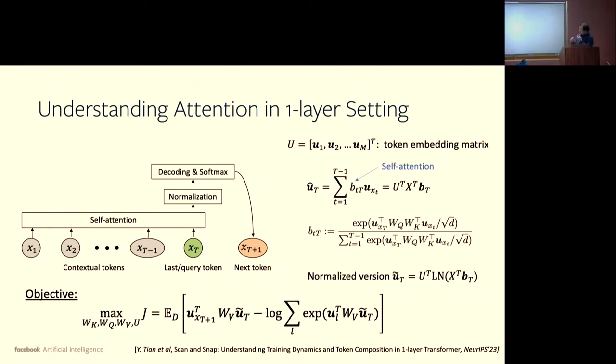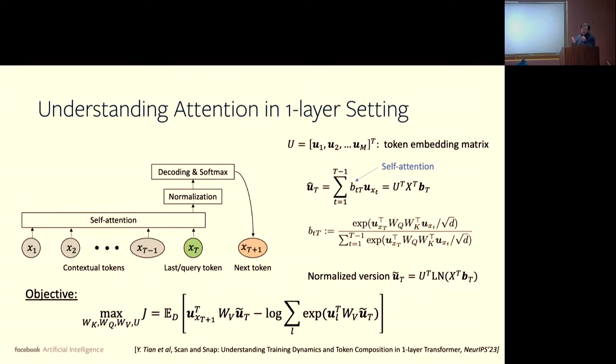So we start with the Scan and Snap paper, which basically understands attention in one-layer settings. We always start with very simple settings in order to understand the mathematical formulation and structures, in order to have a better understanding of multi-layer transformers. So we start from the one-layer settings.